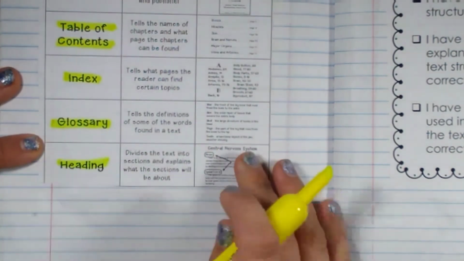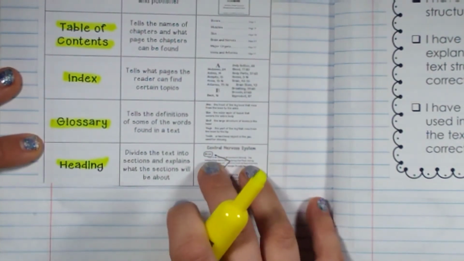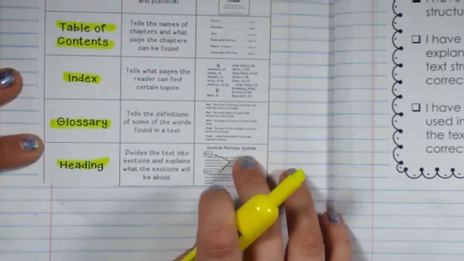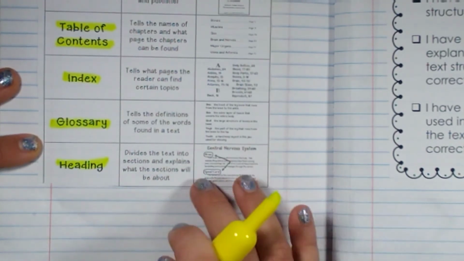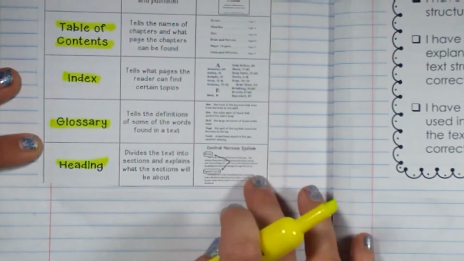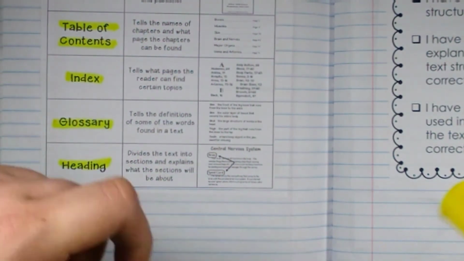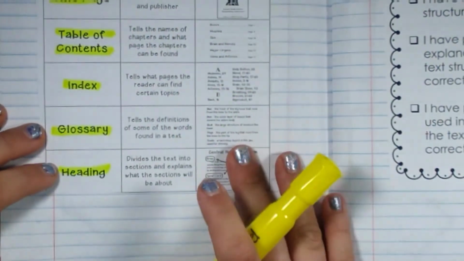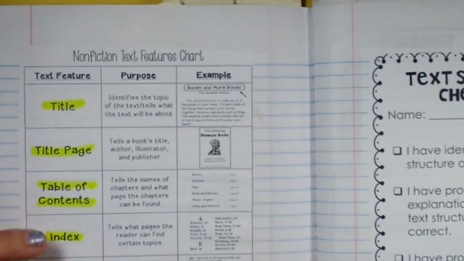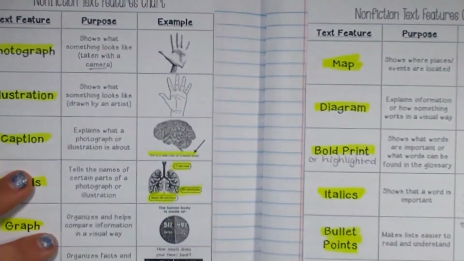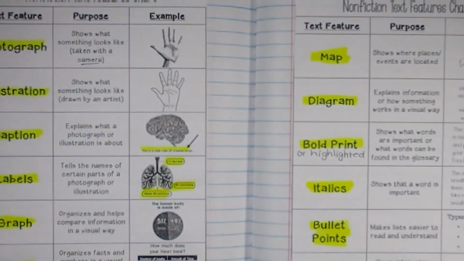And a heading right here are parts of sections. So if you're looking for something about the brain, you're probably going to read it here. The spinal cord, you're probably going to read it here. It divides it into sections and it tells you what each section is about. So those are your nonfiction text features. If you have them, please make sure that you look at them in your informational text, because they will help you understand it better.